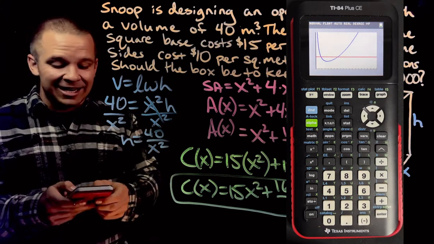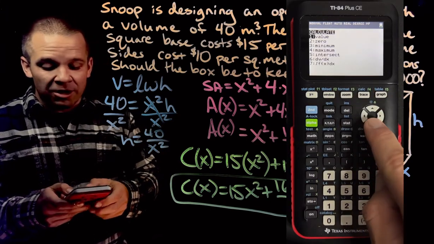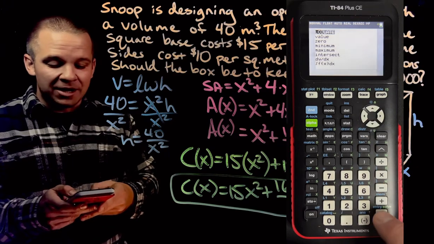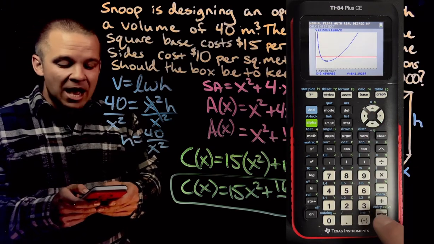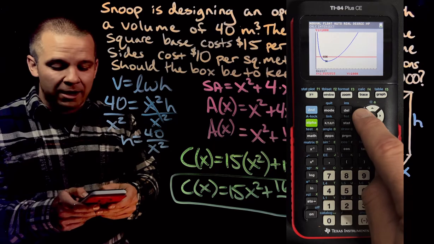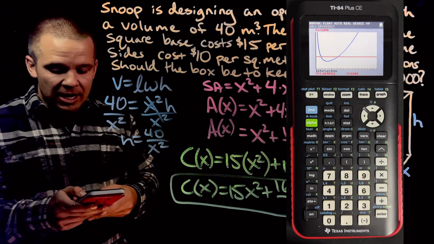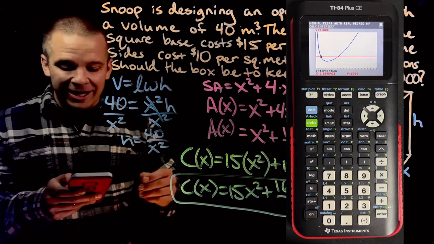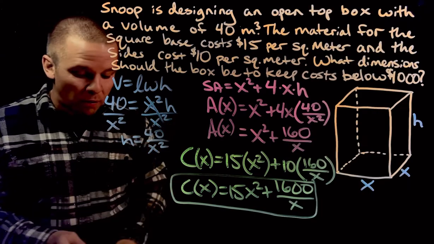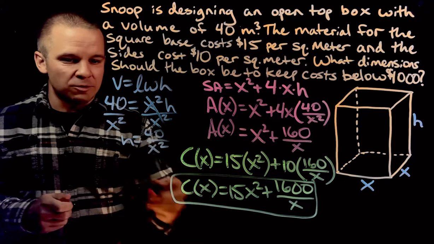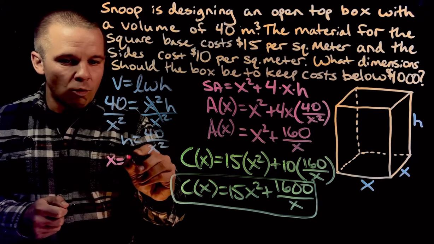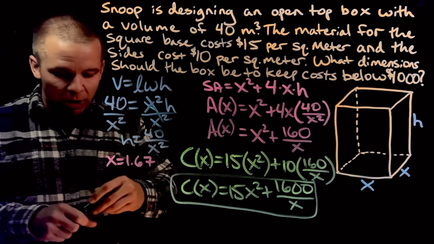So I'm going to hit second calc. I'm going to find the intersect, which is option 5. I'm going to hit enter twice to select my two curves. And then I'm going to arrow close to whichever one I want, which I will do the first one, the one that's furthest left. Hit enter. And I get 1.669, so 1.67. So let's write that down. X equals 1.67. That's one of them.